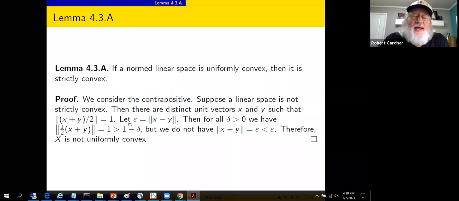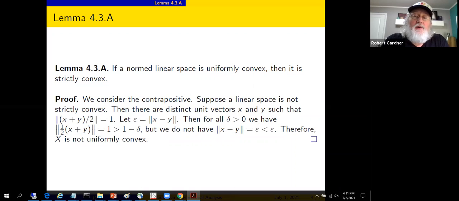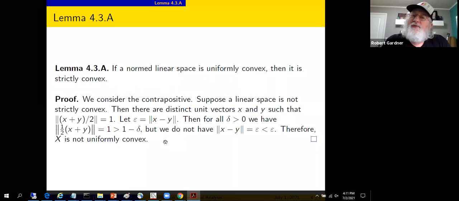Let epsilon be the norm of x minus y. So we're trying to find a bad epsilon. It's a bad epsilon if there doesn't exist a delta that satisfies the condition of uniformly convex. So we'll take epsilon to be the norm of x minus y. They're distinct vectors, so it's positive. No matter what we choose delta to be, that's the usual game: epsilon is arbitrary, and then we pick a delta. We're showing this epsilon has no corresponding delta. So it is not true that for all epsilon there exists a delta, is the logic behind it.